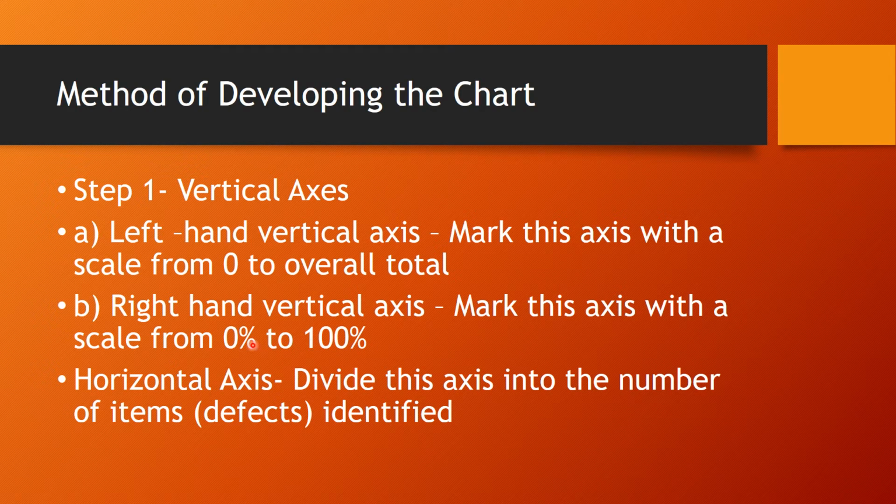In order to develop the scale for this right hand side vertical axis, what we consider is 100% as equal to the overall total. When we equate the overall total and the 100%, based on that we can get the scale for the right hand vertical side. Then on the horizontal axis of the Pareto chart, we identify the defects or the mistakes. So that is the methodology that we are going to use to develop the Pareto chart. Let's look at the next slide.